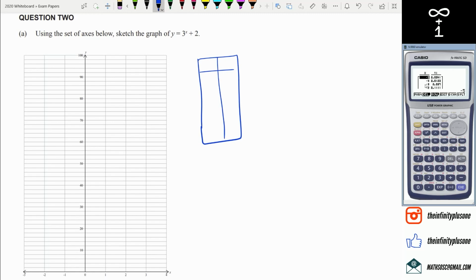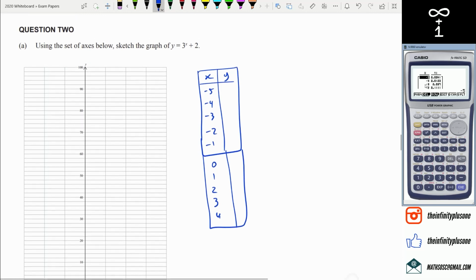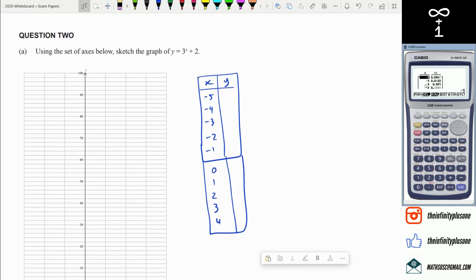So I'm quickly just going to drag them down here. So -5, -4, -3, -2, -1, 0, 1, 2, 3, 4. Now you might be wondering, how many points do I really need? In the answer schedule, it says correct shape and at least 2 points correct for achieved. A table of values constructed with at least 3 correct values. So you only need 3.